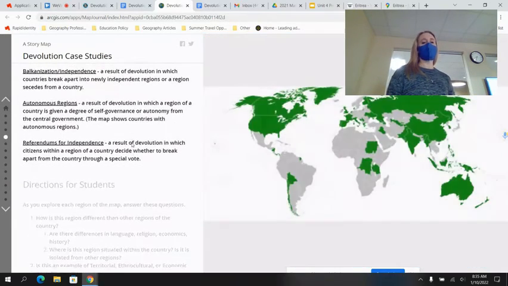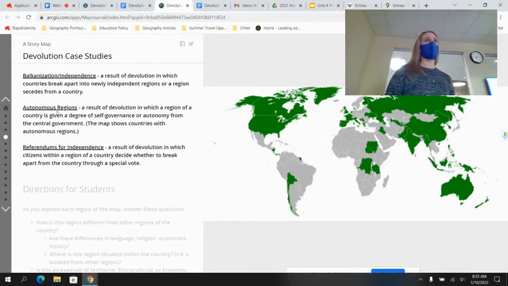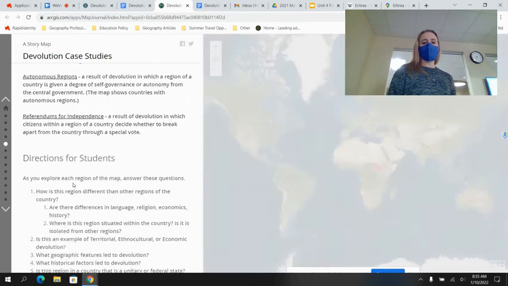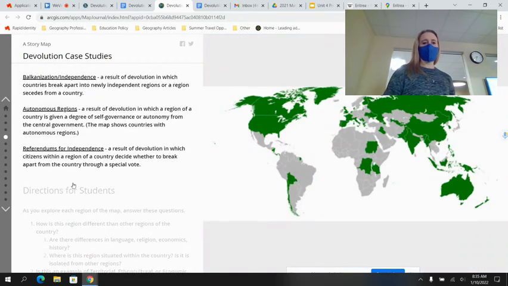An autonomous region is when a particular region of a country is given some degree of self-governance or autonomy from the central government. This map does show countries, all of these countries in green right here, that have, to some degree, autonomous regions within their country. There's regions that have some degree of autonomy.